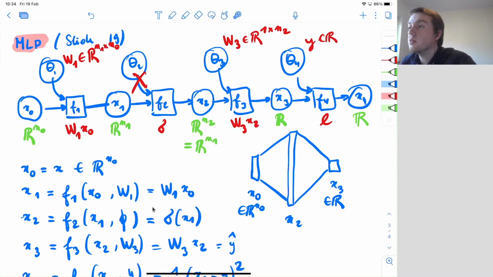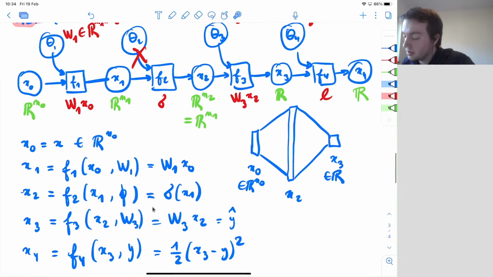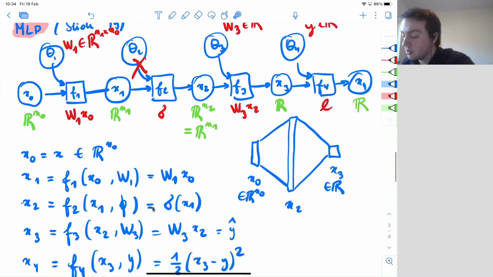And of course, I hope you now understand that it's quite tedious. If you were to do that for much more complicated neural networks, you would have a hard time doing it, and it would be quite error-prone.